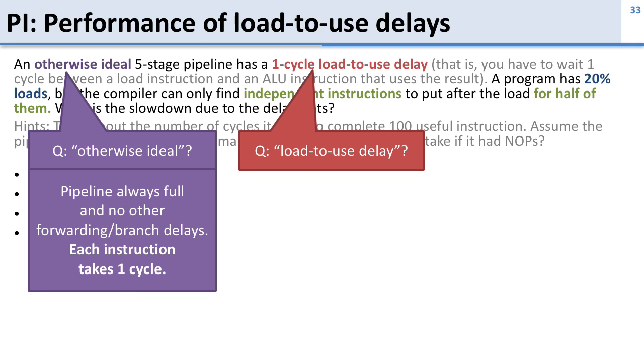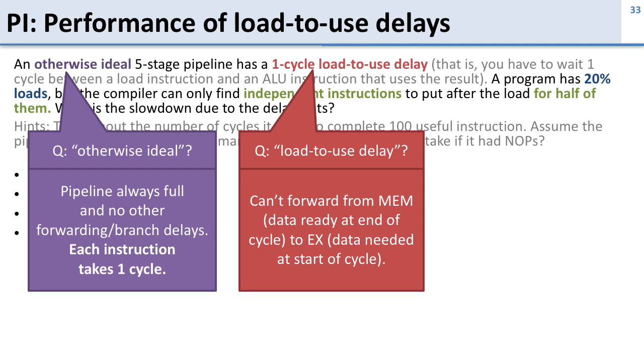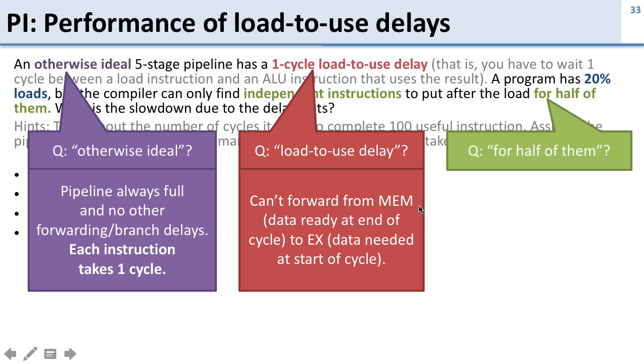What does a load delay slot mean, or this load-to-use delay? Well, this means that we can't forward from memory to execute. And the reason we can't do that is because the data is ready at the end of the cycle for memory, and we need it at the start of the cycle in execute. Because we can't do that, it means we have to have a delay if we have back-to-back instructions. So we can't have one instruction right after the other one using the data from the load.